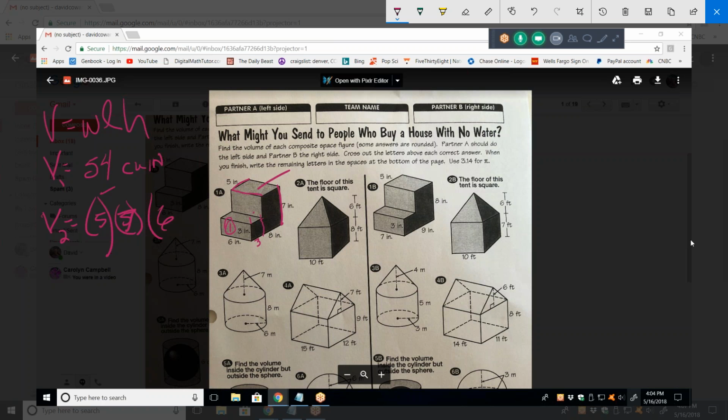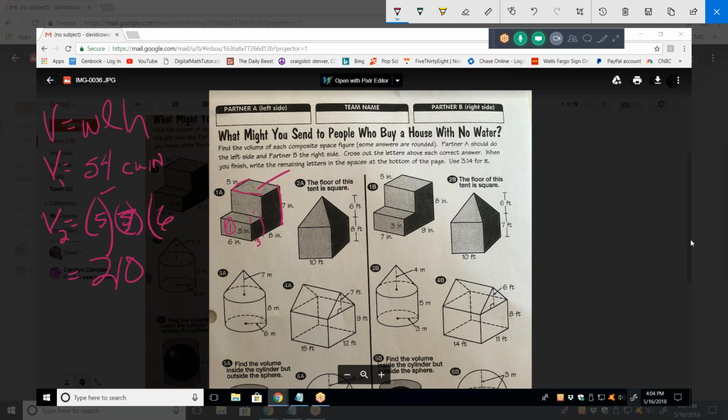Okay. So it's 5 times 7 times 6. What is that in your calculator? 210. So we have to add those two together. And we come up with 264 cubic inches. And that's basically the way we're going to do all of these.